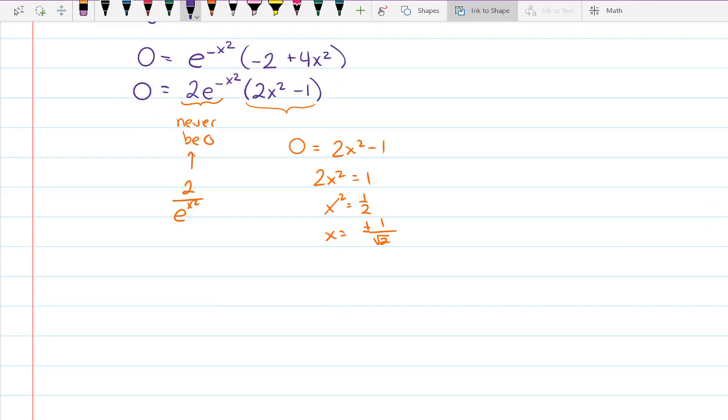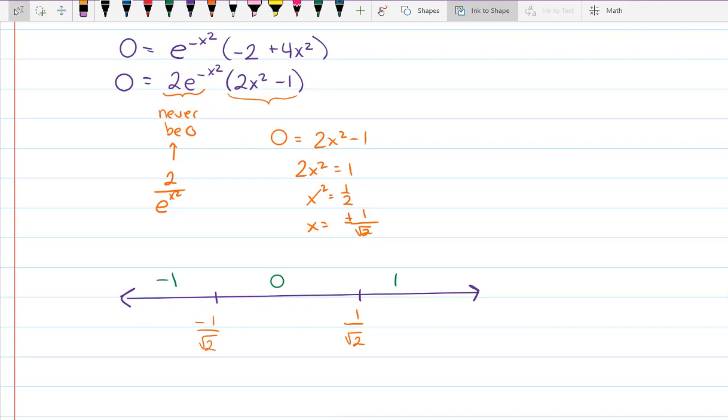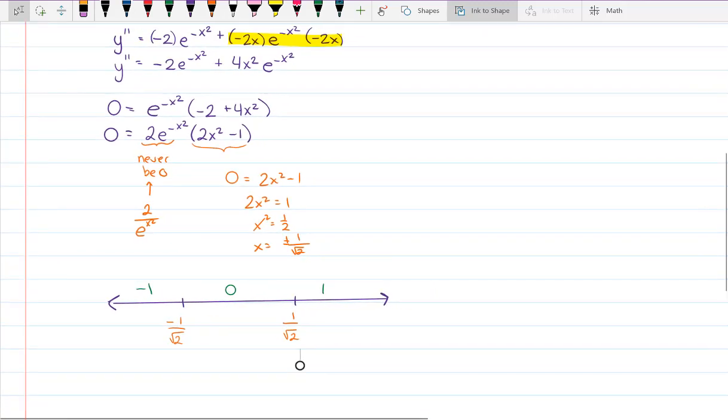So now what we're going to do is make a sign chart. And again, remember on the AP test, this does not count as proof. We need to select our points, which is going to be negative 1 over radical 2 and 1 over radical 2. So now we need to determine if the second derivative is positive or negative in these intervals. So to do that, we pick some points in between. So I'm going to choose negative 1, 0, and 1.